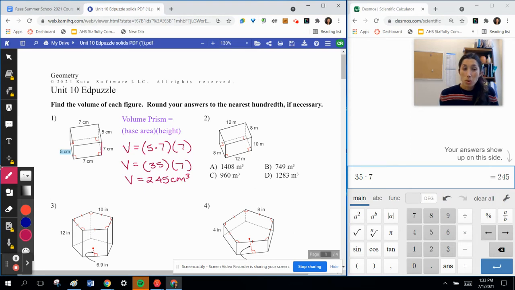Okay, so a shortcut for a rectangular prism, which is what we have here, would just be doing length times width times height. So multiplying those three things out. Okay, go ahead and for question 2, find the volume of this prism.